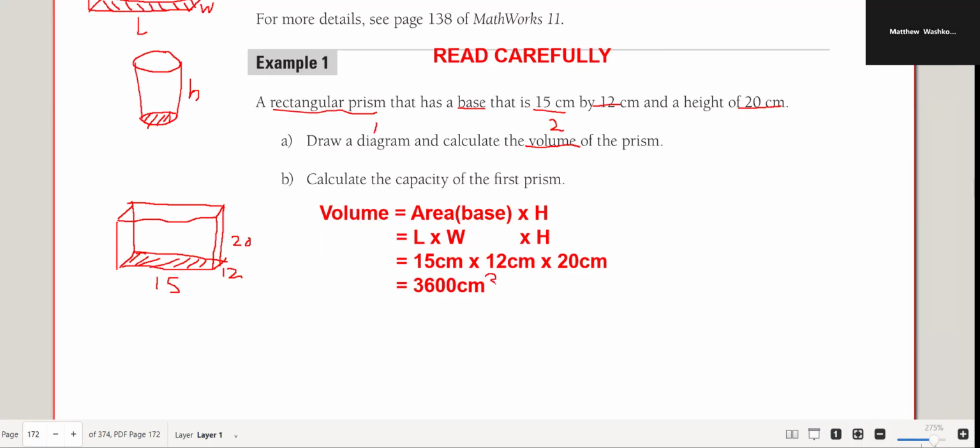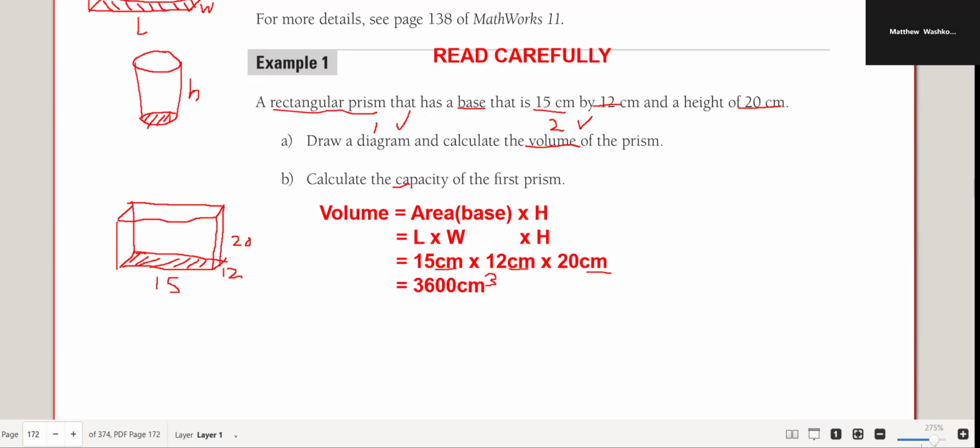Again, how many centimeters am I adding up here? 1, 2, and 3 of them. 1, 2, 3, cubic. And you'll double check. I'm doing volume, right? Volume is always in cubic. So I've done that. Check, I've done that.